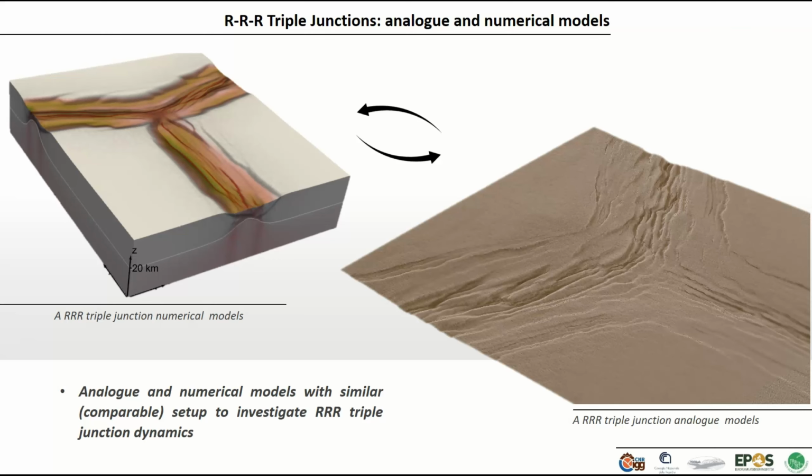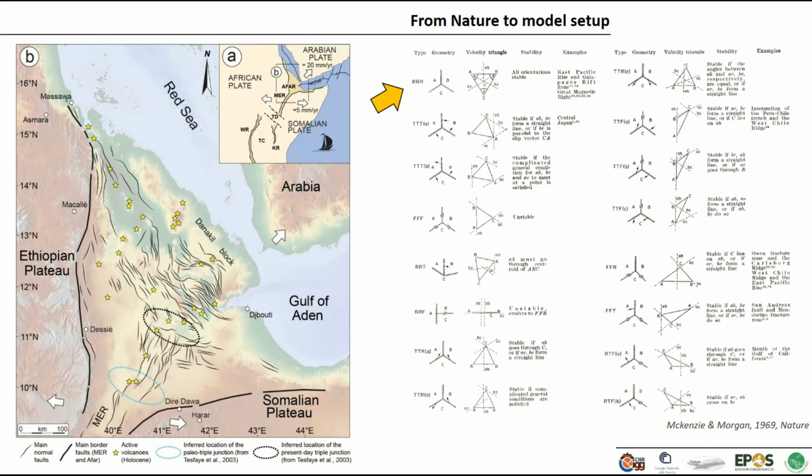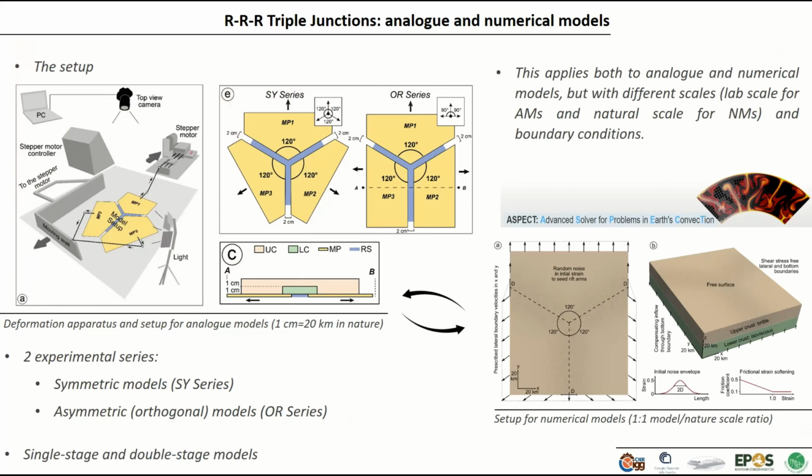But what I can say is that we started designing our setup from the McKenzie and Morgan reference paper, and we selected the most simple case for an RRR junction, so where we have the rift branches trending with 120 degrees. So in a very symmetric geometrical design. Here you can see the setup both for analog models and numerical models.